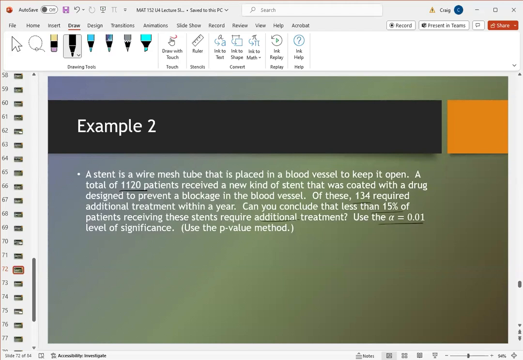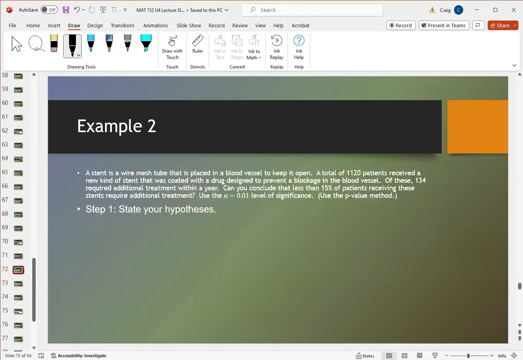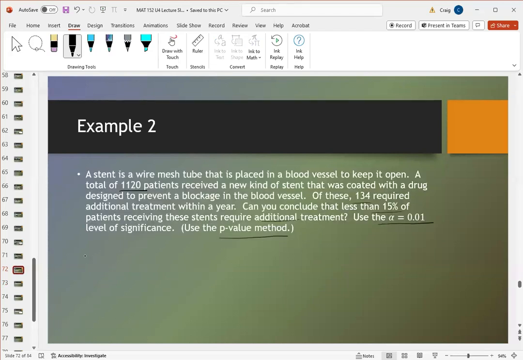We're going to use an alpha level of 0.01, and then we're going to use the p-value method as well. So let's go back here. First of all, our sample size is 1,120. The population value we want to compare it to is 15%, 0.15. We need the sample proportion here. We only know the number of patients, so to find the sample proportion, it's 134 divided by 1,120, which is 0.120. Well, I've gotten a little ahead of myself here, but now we have the sample proportion.